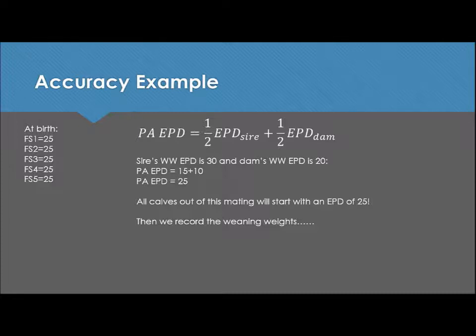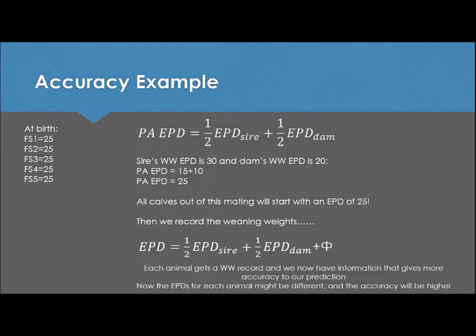That is until we record, for example, their own performance. Once we record their own performance, we now have a little bit of information where we can start to figure out what sampling of genes they actually received. And when we have that, some of those EPDs may change whenever we add information into the evaluation, but the accuracy is always going to go up. So the EPD changes a little bit, accuracy always goes up.